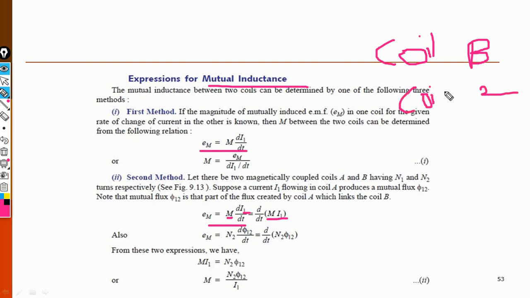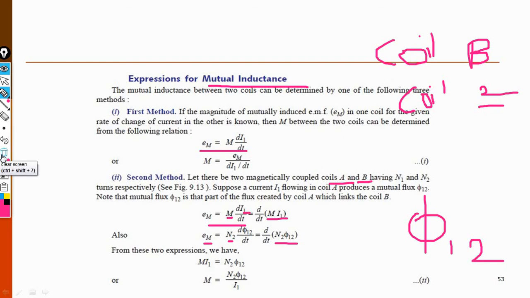Then we consider the induced EMF in coil 2, that is, we have taken N2, and we have considered coil B or coil 2. Then d phi 1 2 by dt, where phi 1 2 is called the mutual flux between coil A and coil B. That is, EM is equal to N2 into d phi 1 2 upon dt, so we separate N2 and phi 1 2.